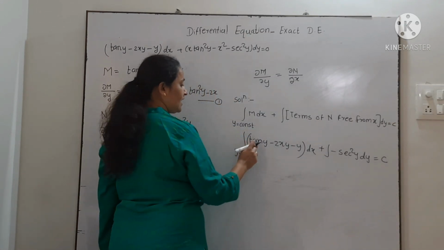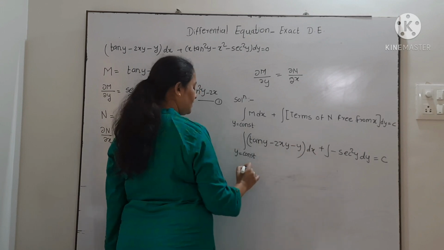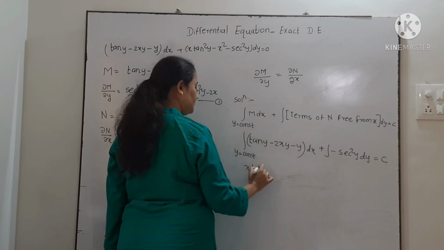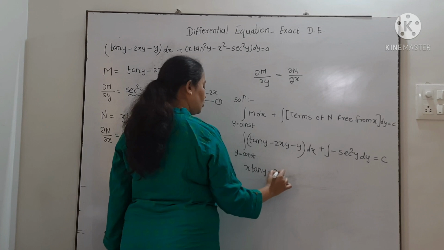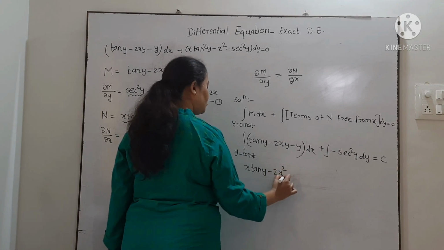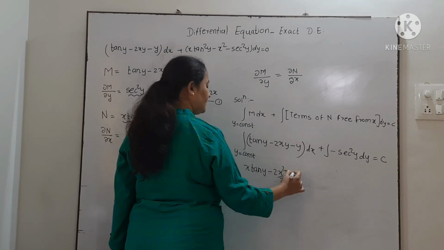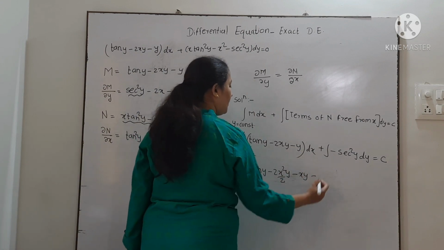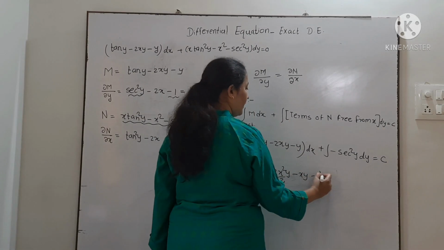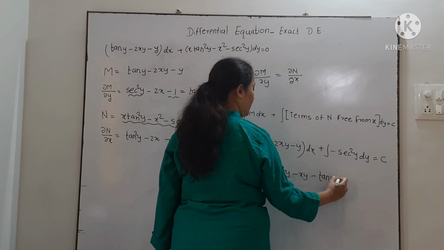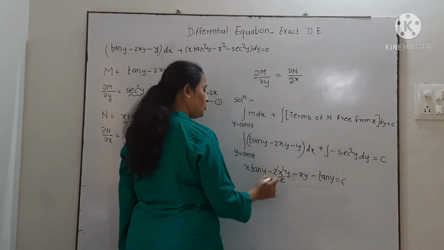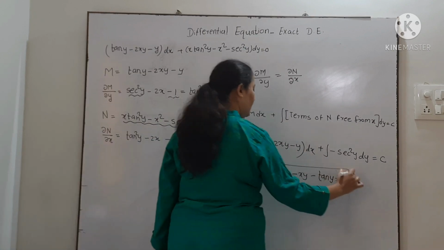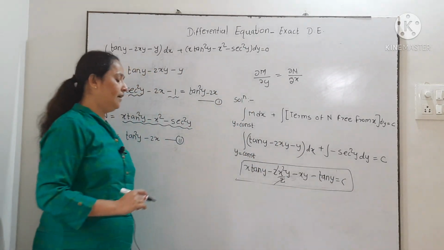We'll integrate this. Tan y constant, but integral of dx is x. So it is x tan y minus 2, integral of x is x square upon 2, y as it is, minus integral of y is xy, minus integral of sec square y is tan y equal to c. This 2 and this 2 will get cancelled and we'll get the required answer.